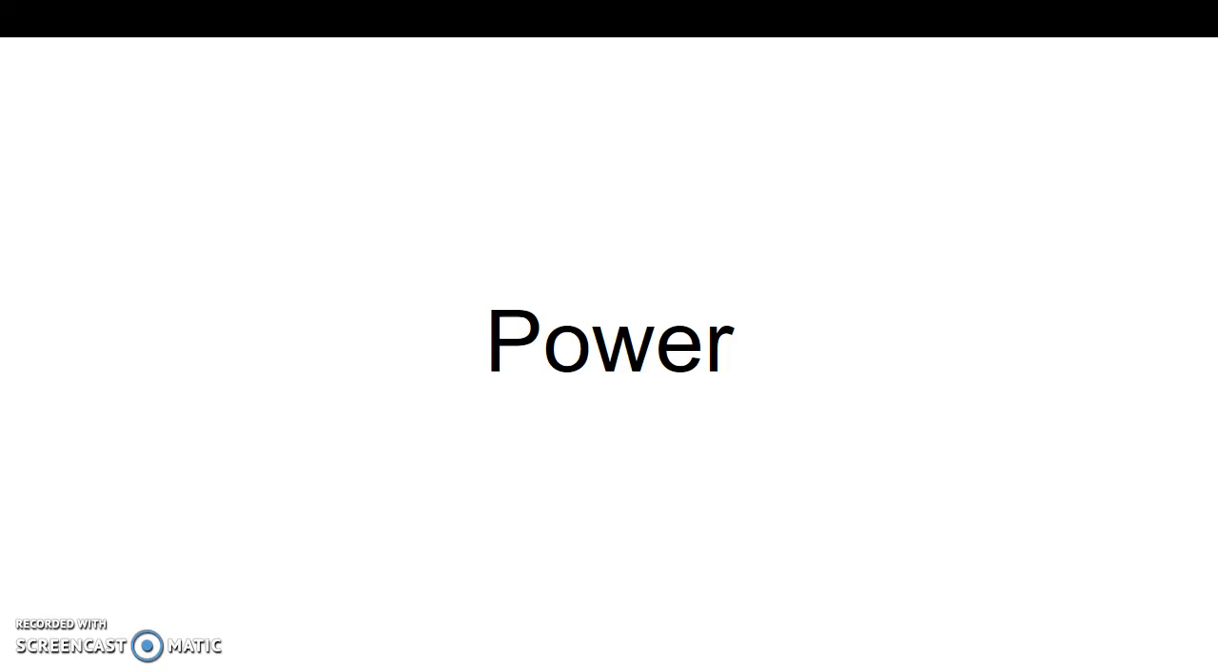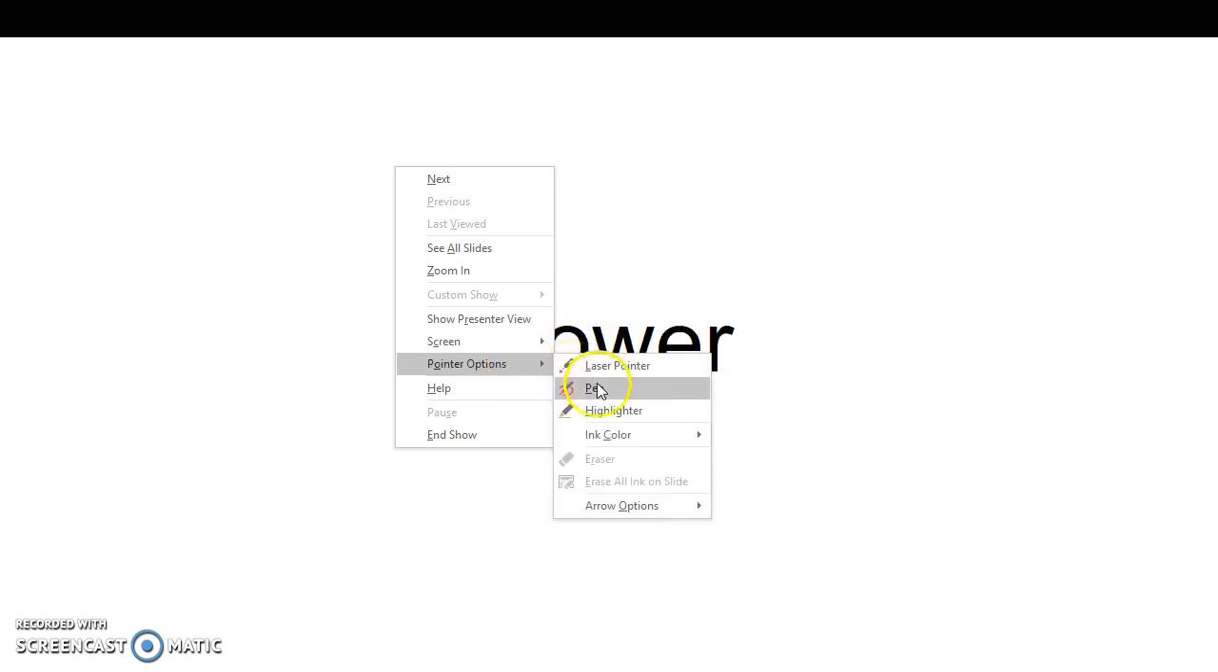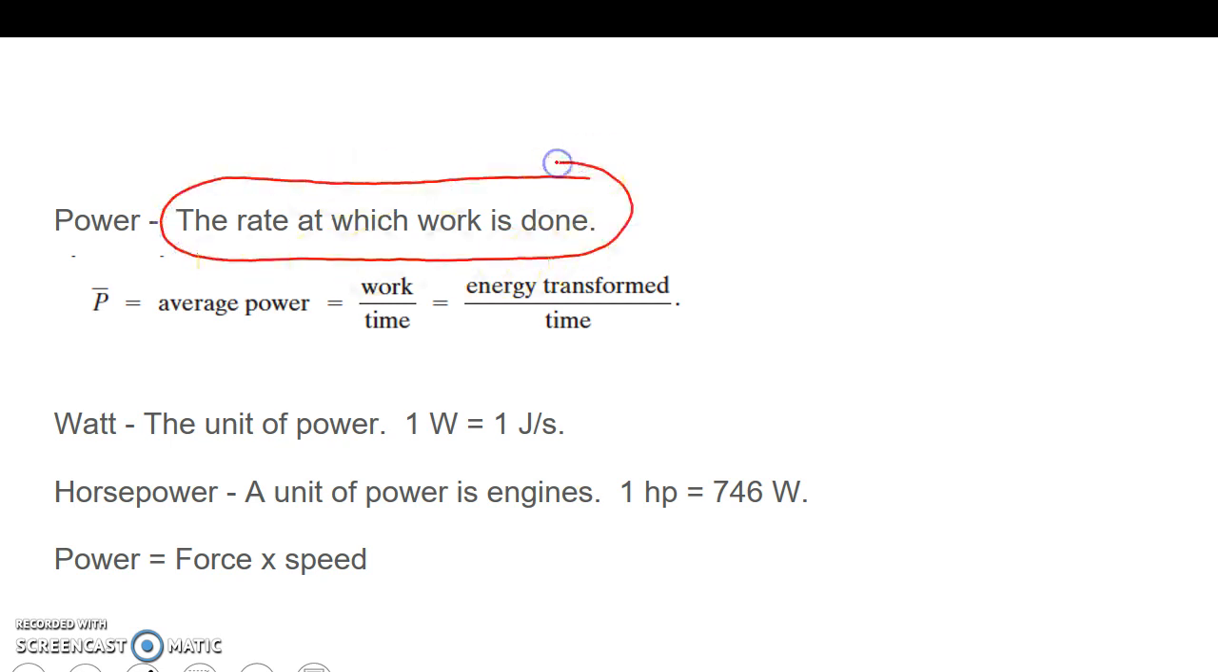Okay, last subject matter here with energy is power. And to talk about power, we'll need to give it a nice definition of what power is, obviously. Power is how fast we do work, so the rate at which work is done. So define power, average power: work divided by time.